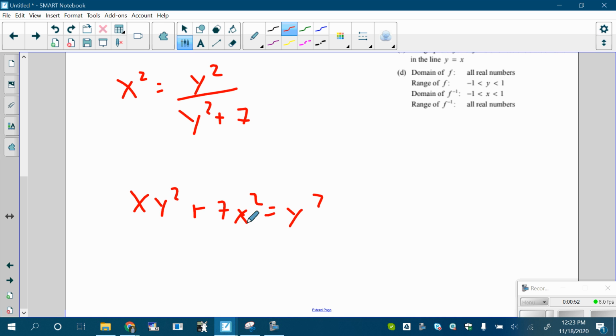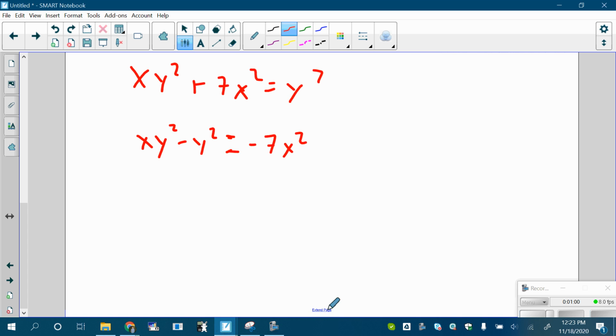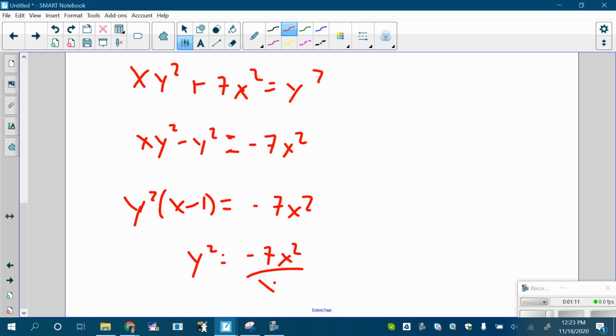And I'm trying to get the y by itself here. I'm going to move the y terms over to the same side and move the x term over to the other side. How am I going to get the y by itself? I'm going to GCF out a y squared. Hope this is all familiar. We divide it over. I'm going to square root both sides.